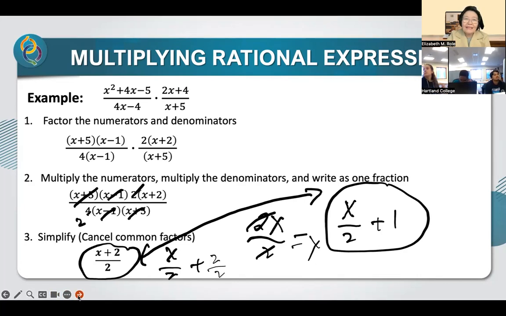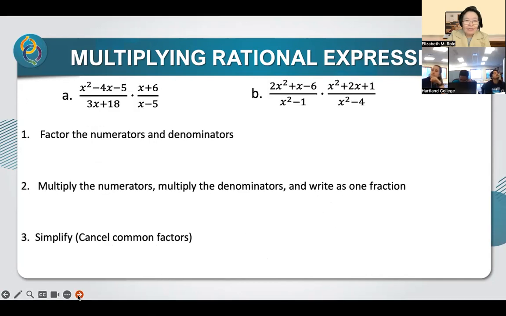Okay, so that's how it is with multiplying rational expressions. Let us try some exercises here. So I have x squared minus 4x minus 5 over 3x plus 18 times x plus 6.